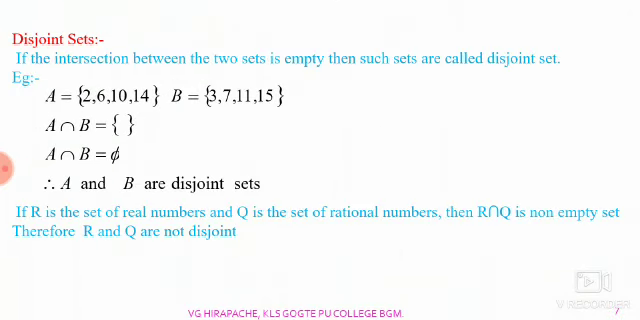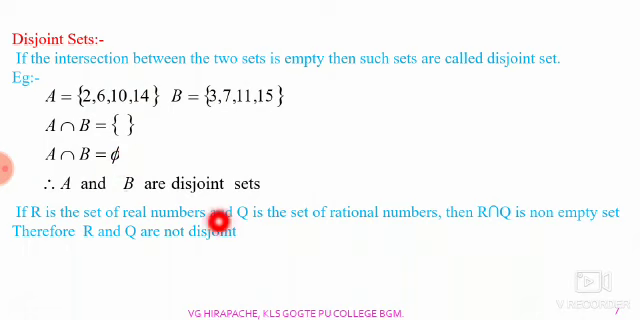Now let me define one more set, disjoint sets. If the intersection between any two sets is empty, such sets are called disjoint sets. For example, A is 2, 6, 10, 14, B is 3, 7, 11, 15. Therefore A intersection B is equal to, there is no common element in both the sets, therefore the set is empty. The intersection of the two sets is empty, therefore A and B are called disjoint sets.